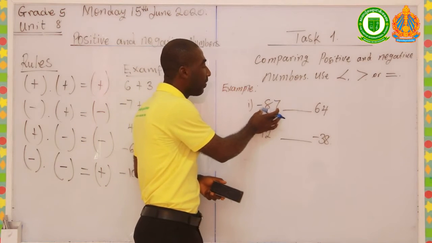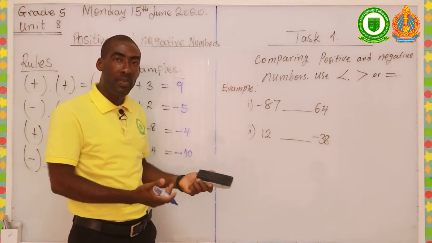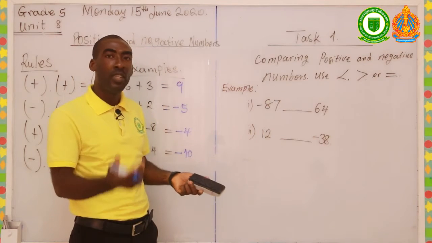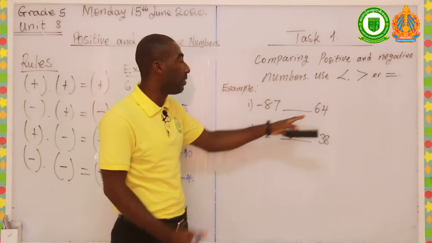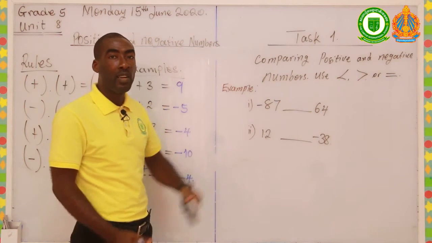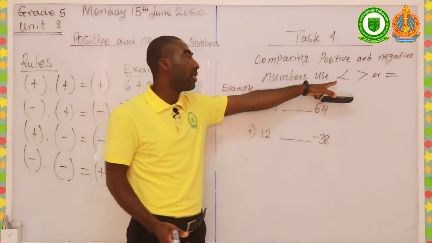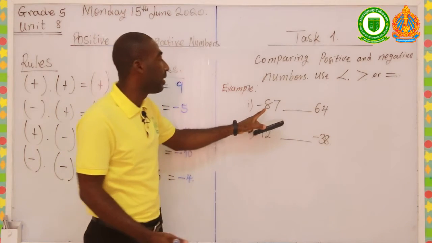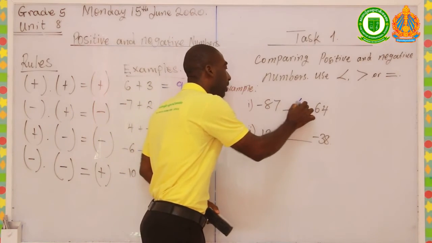The 64 is positive, but 87 is negative. So we are going to compare these two numbers with the signs above them. Once your 87 carries a negative sign, it means it is a debt, and a debt means that you don't have it. You have to pay. So the 64 here, once it is positive, is bigger than your 87, which carries a negative sign. So we have to use the less than sign, indicating that 87 is less than 64.